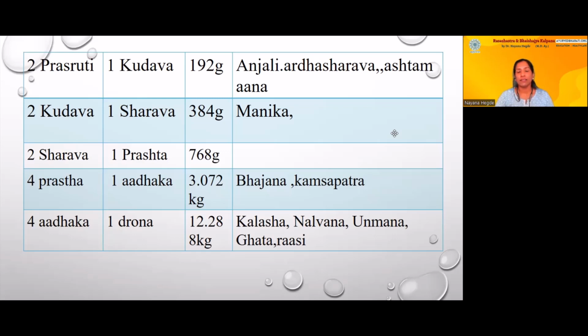Here in the tika, we didn't get any explanation for manika, bhajana, kamsapatra, kalasha and all these. We can consider 1 adaka equal to bhajana or kamsapatra, the vessel which has the capacity to hold 3 kg. The meaning of the word bhajana is vessel. Kamsapatra is also a vessel which can hold 3.072 kg. Next is kalasha, nalvana, gata. It is a bigger pot or vessel which can hold 12.288 kg.